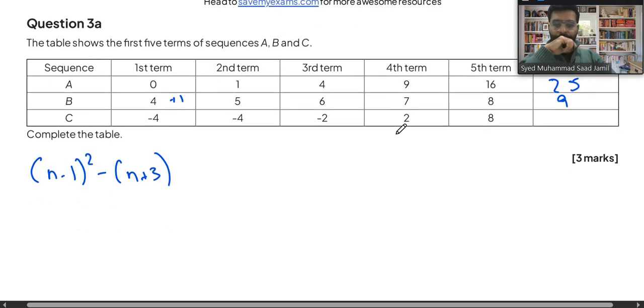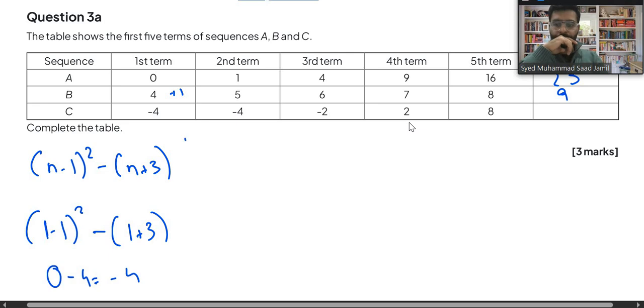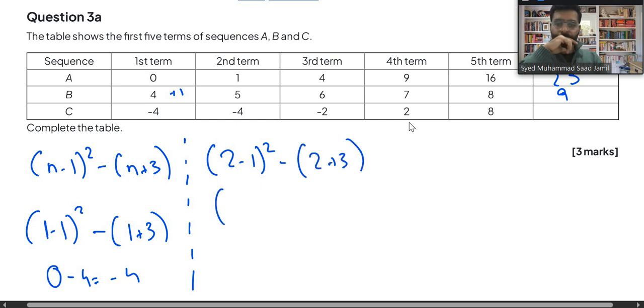Now look, how did I get it? For example, the first term was minus 4. For the first term, I will write 1 minus 1 whole squared minus (1 plus 3). So this becomes 0 minus 4, so it's minus 4. For the second term, I will say 2 minus 1 whole squared minus (2 plus 3). So this becomes 1 squared minus 5. So 1 minus 5 is minus 4 again.